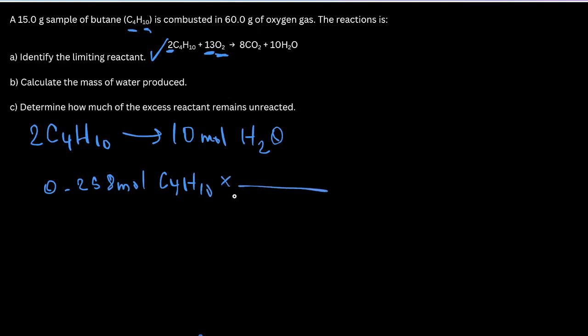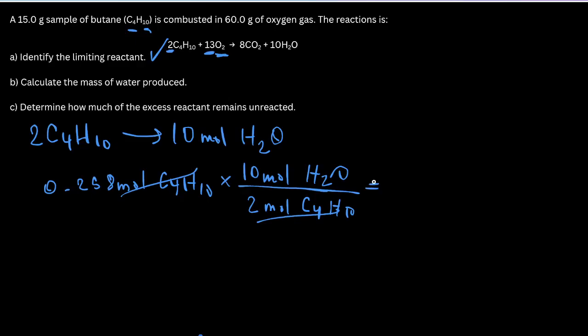according to this balanced equation, we can say that, again, every 2 moles of butane yields 10 moles of water, giving us our answer of 1.29 moles of H2O.